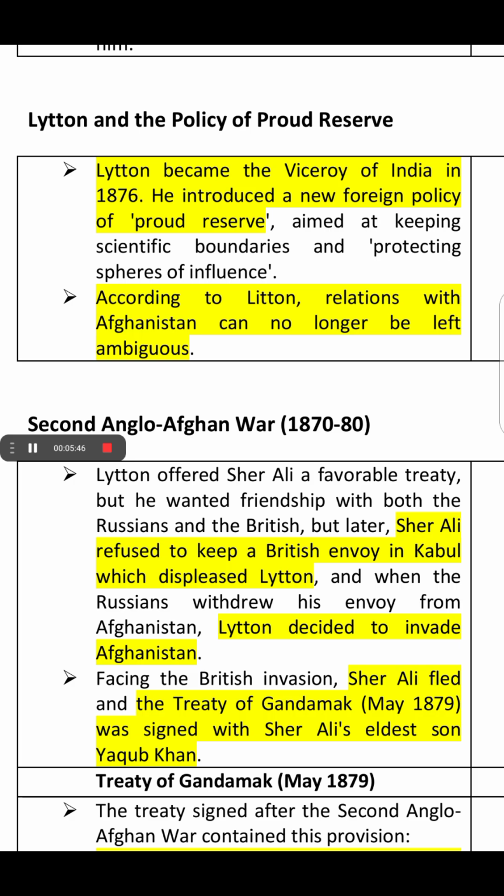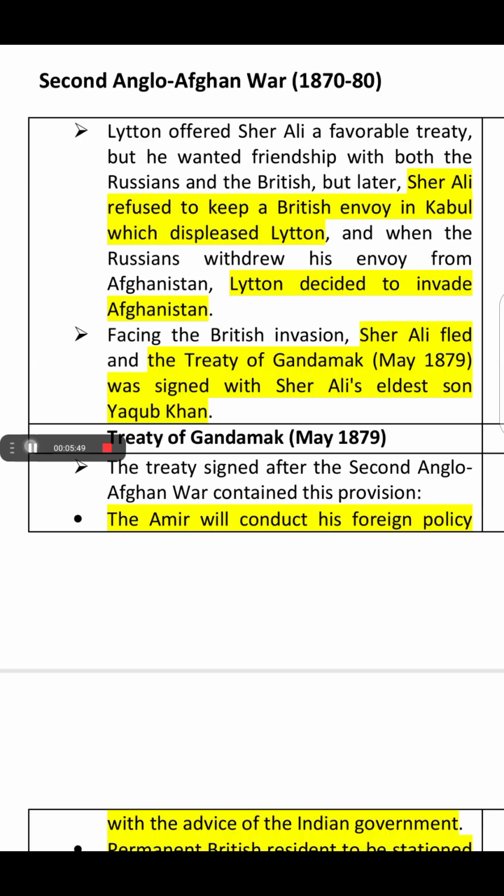The next is the Second Anglo-Afghan War from 1878 to 1880. So what did Lord Lytton offer to Sher Ali? He gave him a friendly treaty in a written agreement and wanted to be friends.